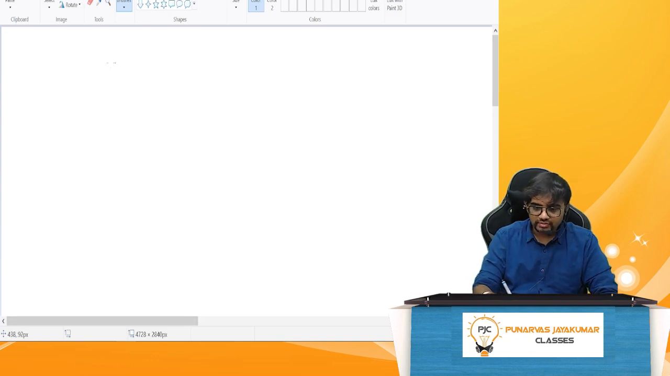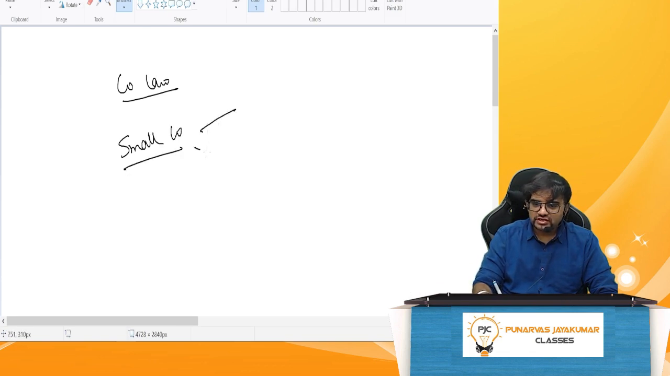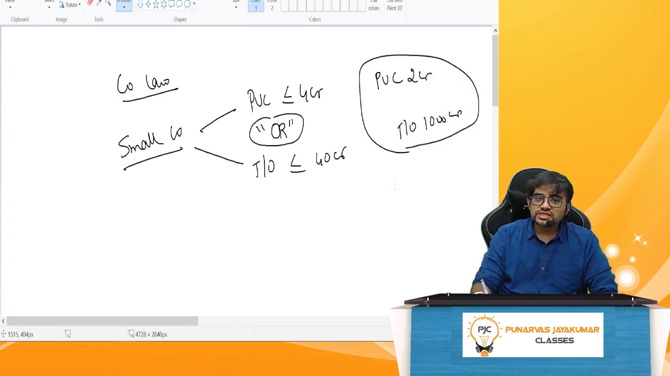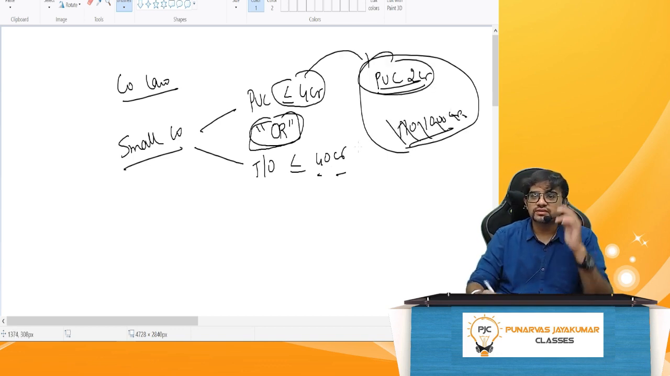For example, in company law, I'll tell you, the small company definition was there. Small company was what? Paid up capital should be less than or equal to 4 crore. Turnover less than or equal to 40 crore. Earlier, there was the word 'or' in the Bare Act. Imagine now, some companies with paid up capital 2 crore, but turnover 1000 crore, assume. They used to call themselves small company. Why? Because 'or' is there. If paid up capital is less than or equal to 4 crore, or turnover less than 40 crore, this is not followed. But paid up capital is less than 2 crore, small company. Does it make sense? No.